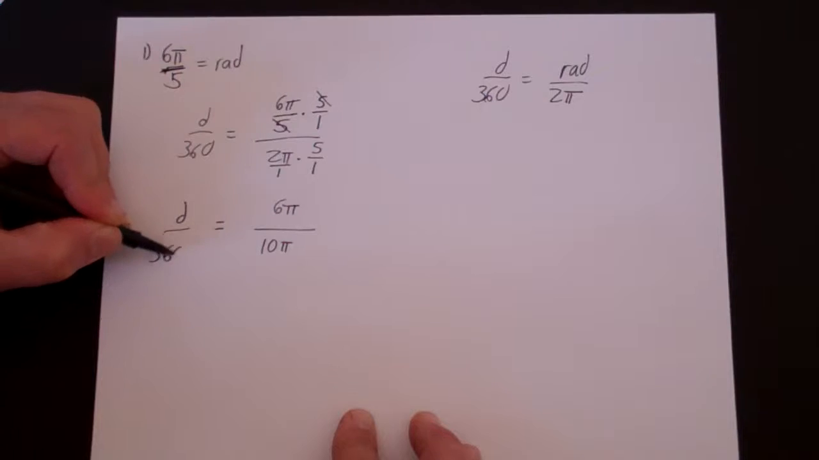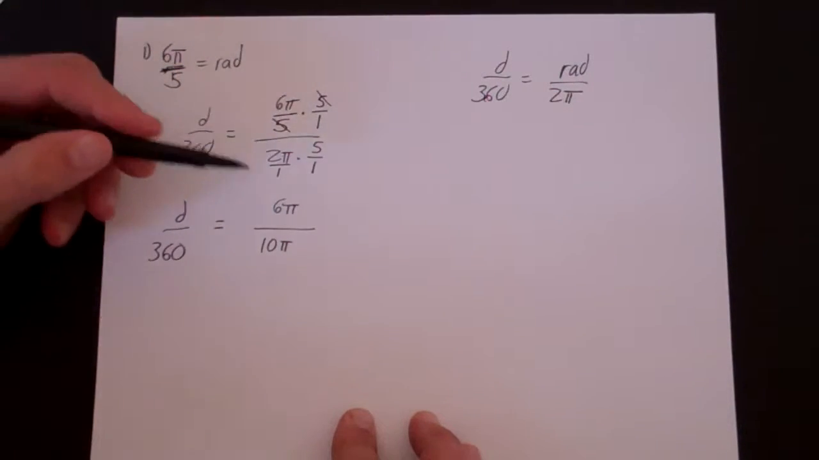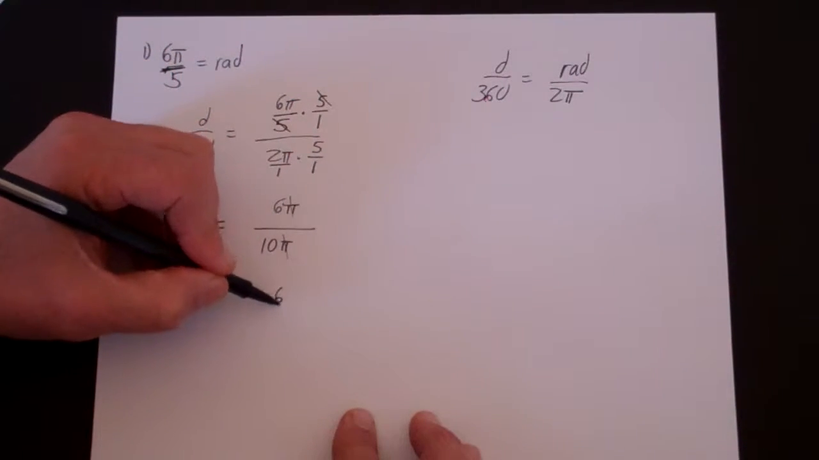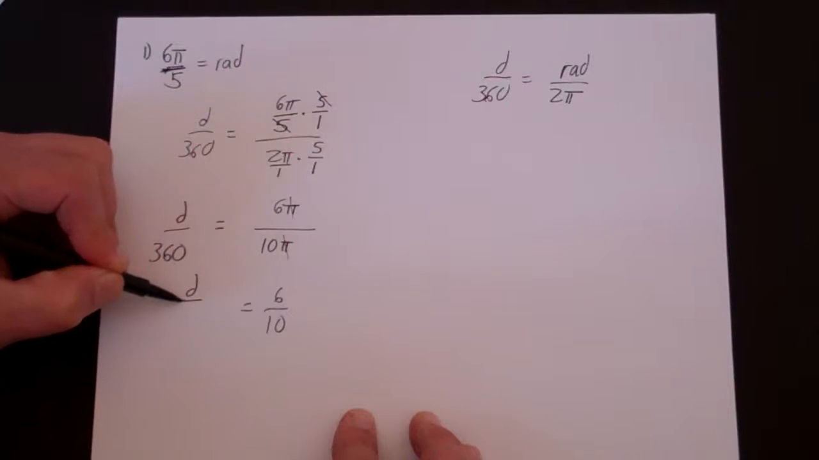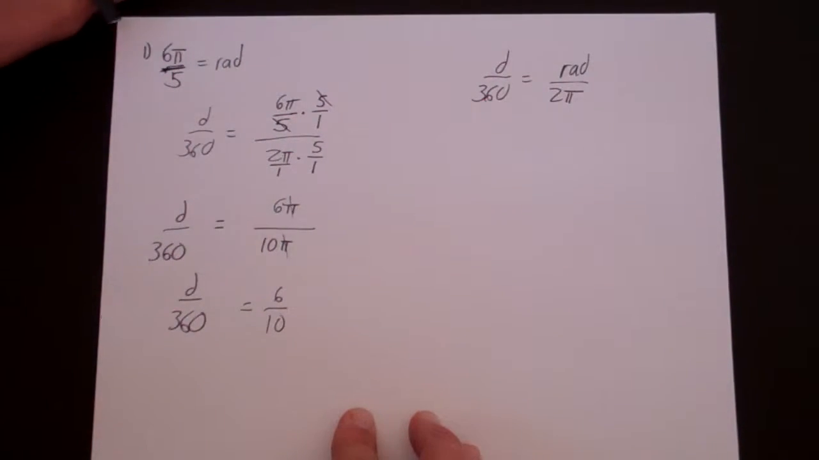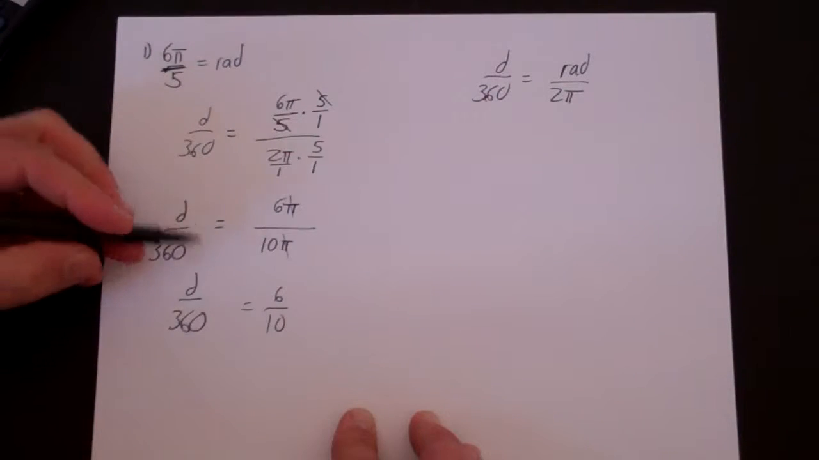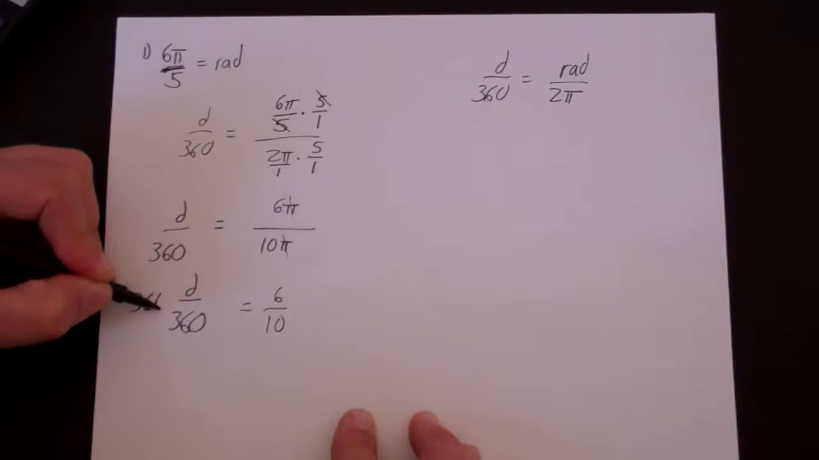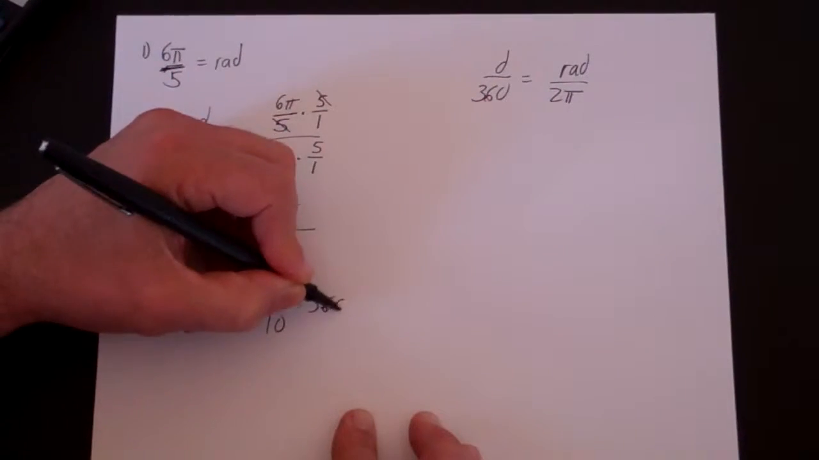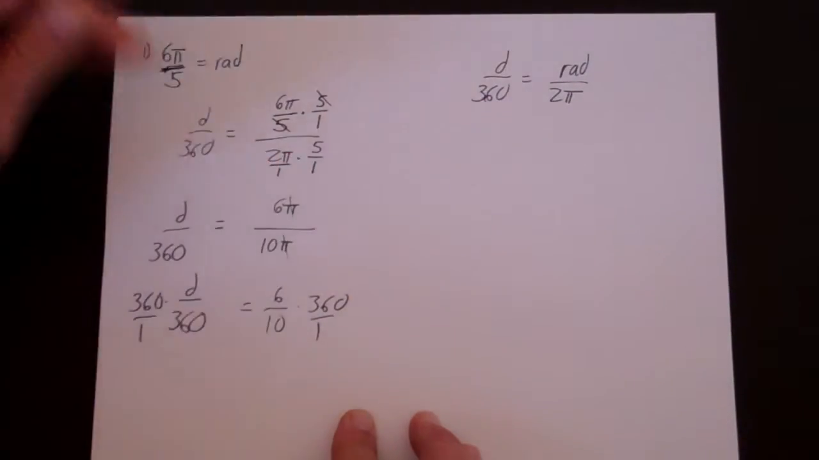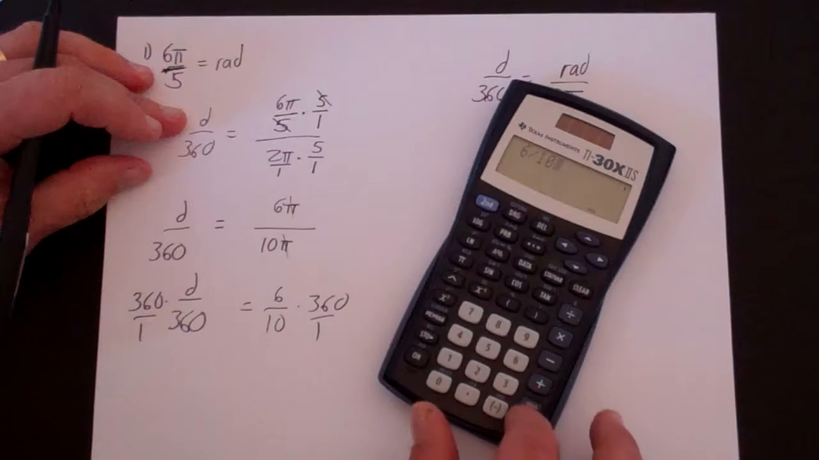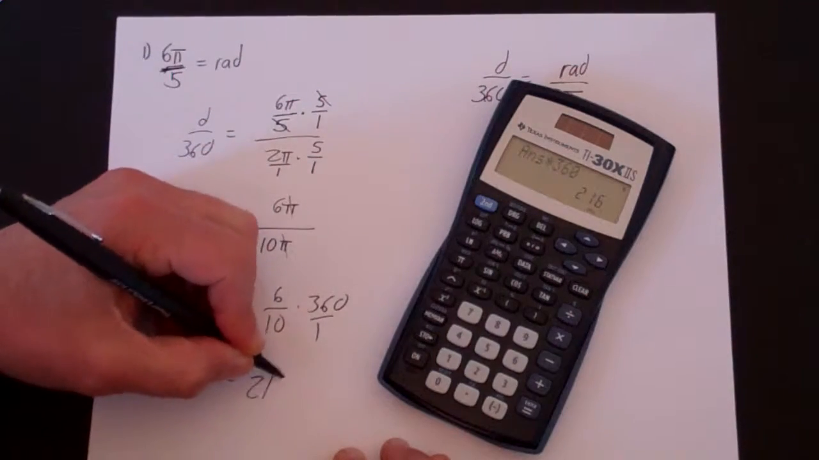You have degrees over 360. The next step is you have a pi in the numerator and the denominator, so those cancel, and you get 6 over 10. You can simplify that if you want to. The key when we're doing degrees, though, is that it doesn't matter if we simplify or not, because we want our angle in decimals anyway, so we just multiply this side by 360 and this side by 360 over 1. Let's do that on our calculator. You get 6 divided by 10 times 360, and you get 216 degrees, which is our answer.